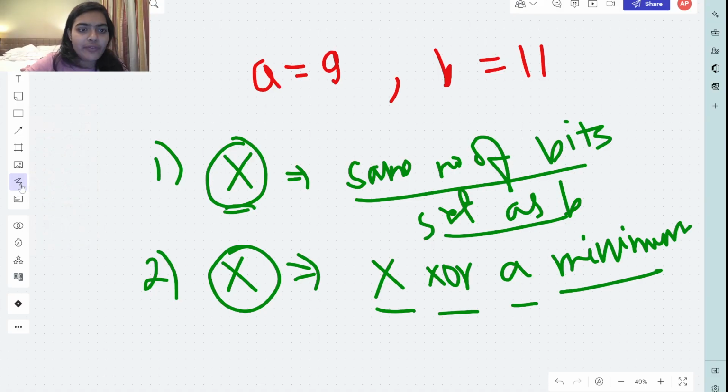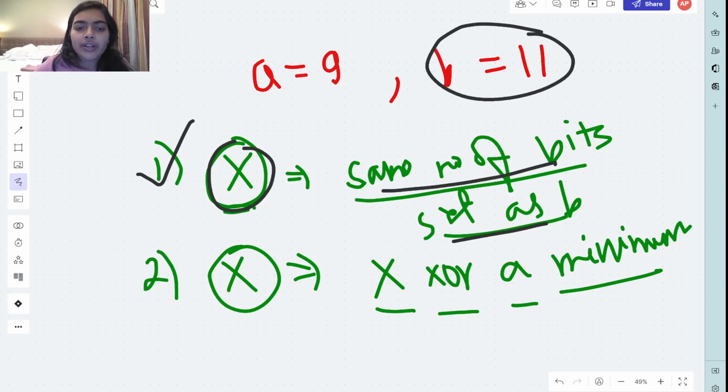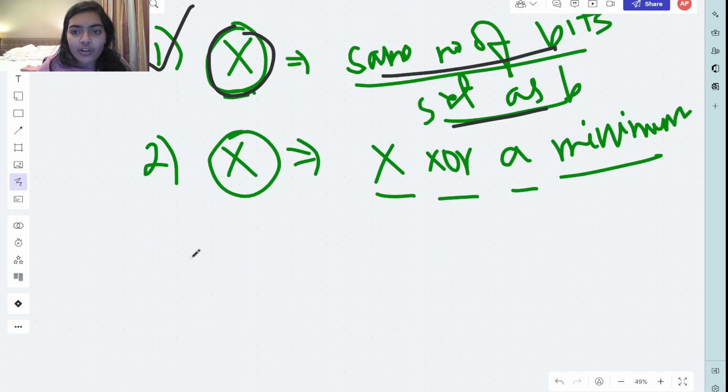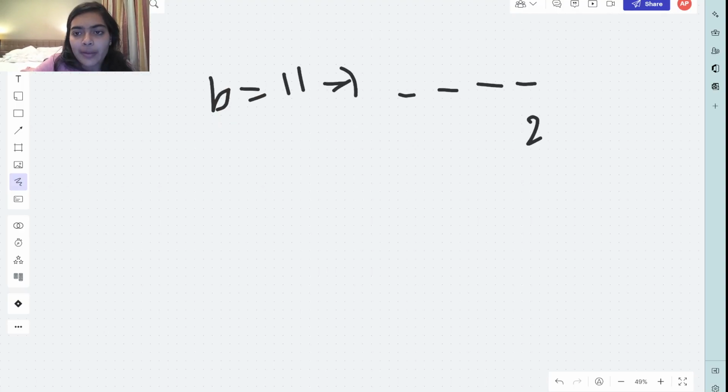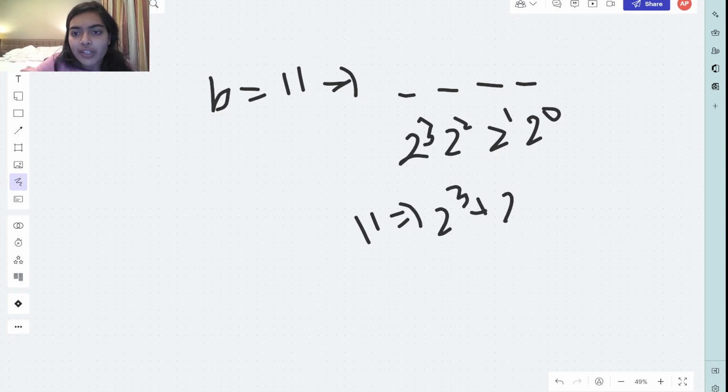Let's discuss the conditions one by one. First condition is very simple. x should have the same number of bits set as b. So what is our b? b is 11, right? Let's find out the number of bits set in b. Let me write the binary representation. This is 2 power 0, 2 power 1, 2 power 2, 2 power 3. Now 11 is 2 power 3 plus 2 power 1 plus 2 power 0, right? So here I am going to place 1, 1, 1 and here it will be 0.